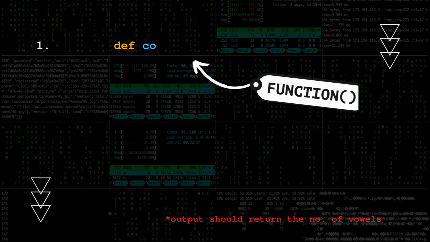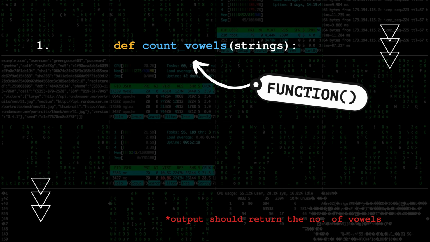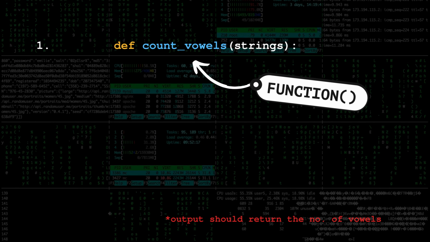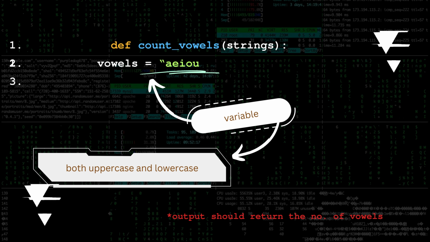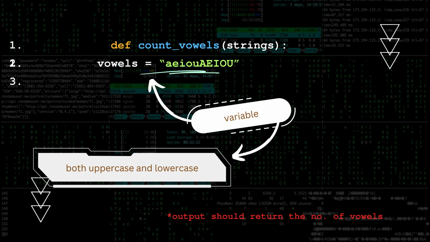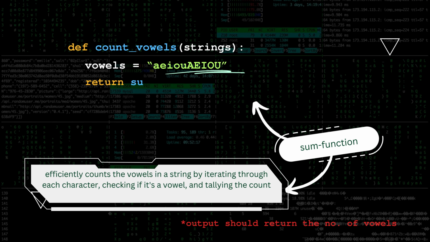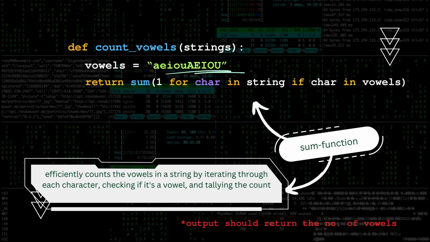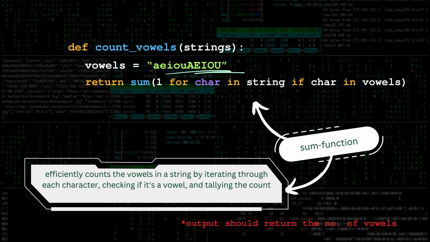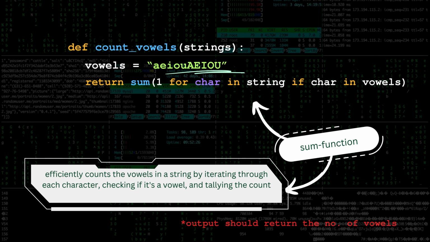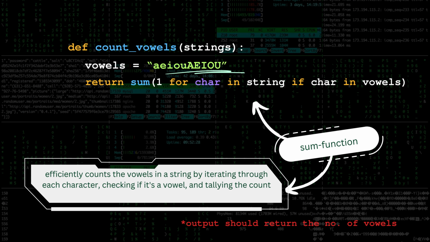Now let's understand how this code works. We have a function called countVowels that takes a string as input and counts the number of vowels in that string. First, we define a variable vowels containing all the vowels in both lowercase and uppercase. Then, we use a cool Python trick called a generator expression inside the sum function. This expression loops through each character in the input string and checks if it's a vowel. If it is, it counts it as 1.